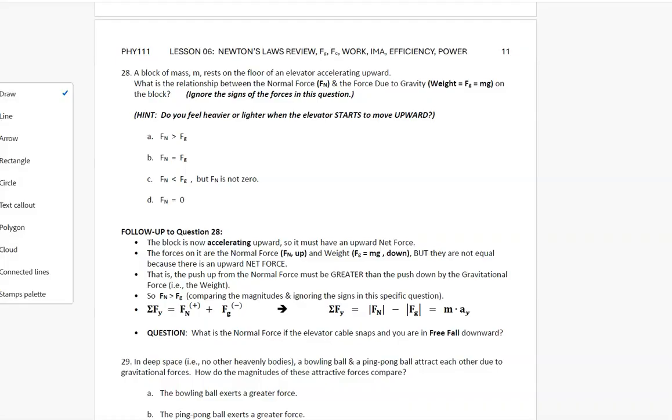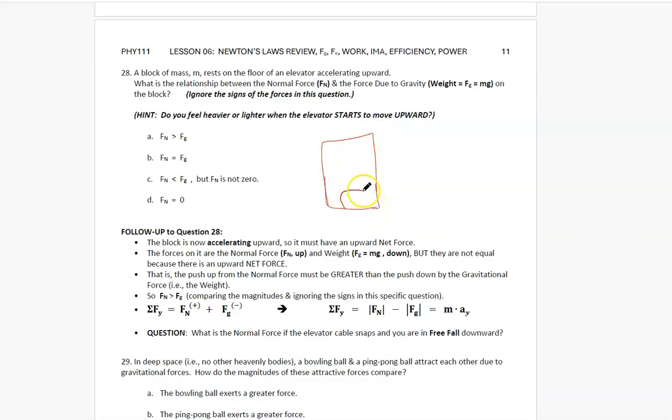Now, here we have a different situation. The block of mass m rests on the floor of the elevator. That's true. But now the elevator is accelerating upward. Okay, so here's the so-called room of the elevator, the box of the elevator. And you are told the whole thing has an upward acceleration. Well, that means there's an upward net force. There has to be an upward net force. The direction of the acceleration and the direction of the net force are always identical.